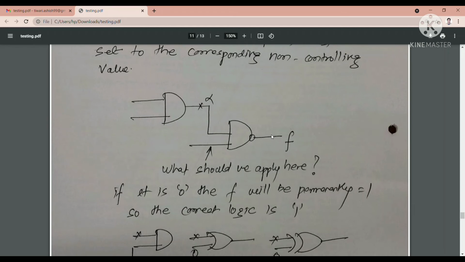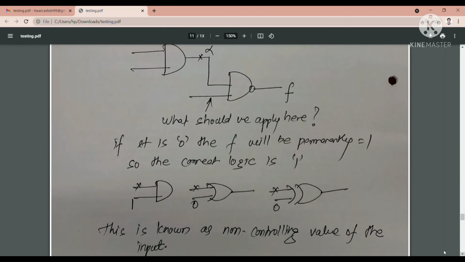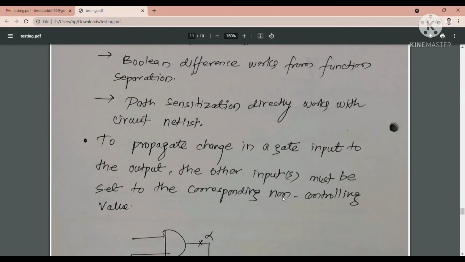Whereas if we apply 0 here, it will permanently become 1. It will not change. But in the case of input 1, the output is changing with respect to this particular fault. I hope you are getting it. So in the case of the NAND gate, we should apply 1 here, and this 1 is nothing but the non-controlling value. Not uncontrolling value, uncontrolling value would be wrong to say.